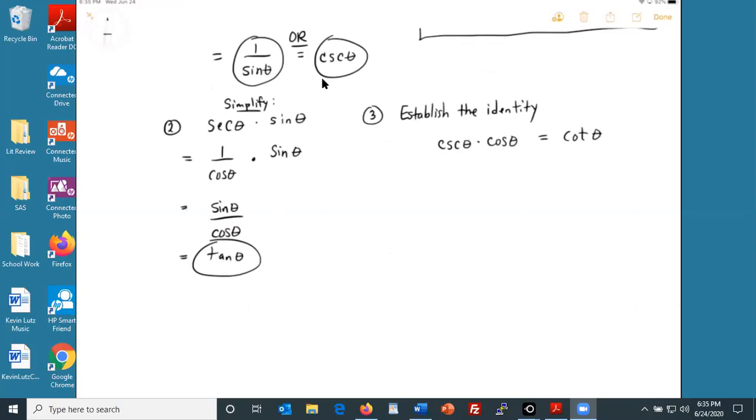So if we were to reword number 2 using this language, number 2 could be reworded as, establish the identity that secant of theta times sine of theta is equal to the tangent of theta. So it's the same type of problem, it's just worded differently, but this has to be your answer, okay? So in other words, we simplify this, and this is our answer. So in other words, we're going to simplify only the left side. So let's bring that down. Cosecant of theta times cosine of theta.